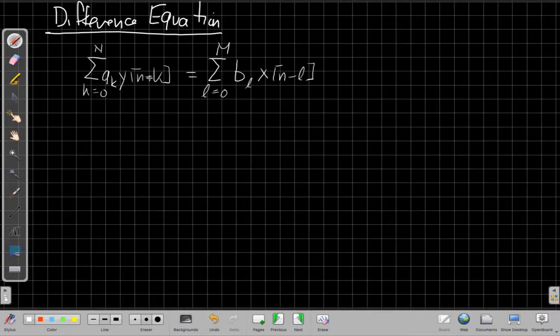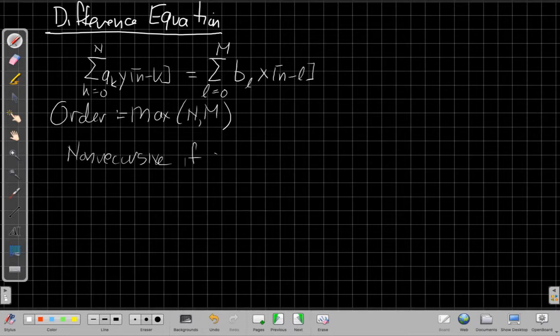So I have up to N and M of these, and just like we have an order for a differential equation in continuous time systems, we would say that the order of this system is equal to the maximum of the upper limits on the sums. Whichever is larger will be the upper limit on the sum. We'll see that has an important implication when we're looking at block diagrams to implement these in a video coming up shortly.